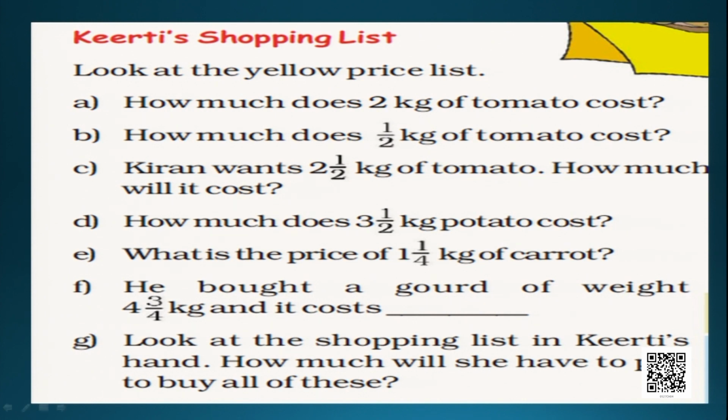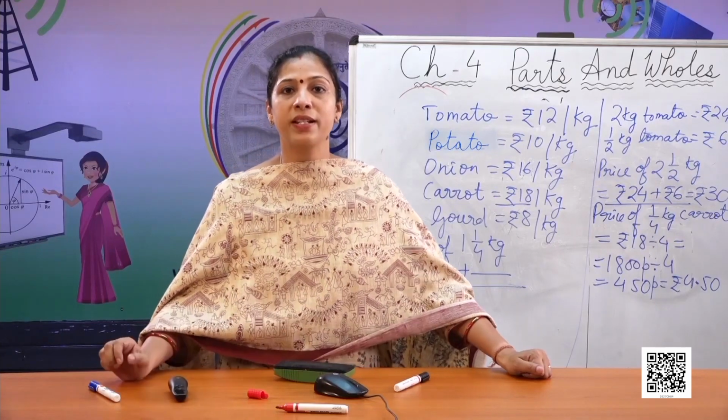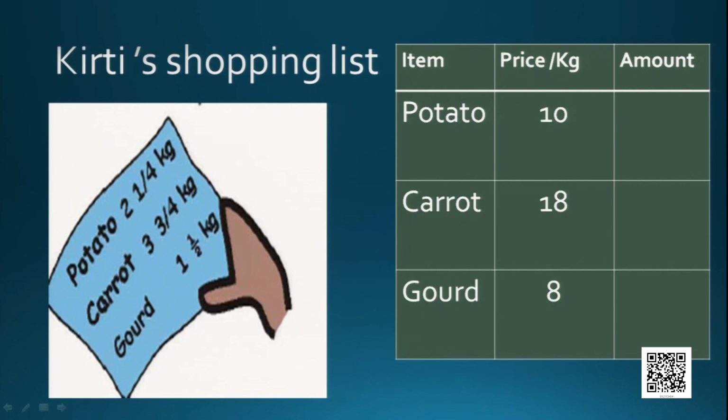So let's see now what is Kirti's shopping list. Now Kirti's shopping list is this. Item, she wants potato 2 1/4 kg. She wants carrot 3/4 kg and gourd 1/2 kg. So the price per kg is already written. Potato 10 rupees per kilo, carrot 18 rupees per kilo and gourd 8 rupees per kilo.